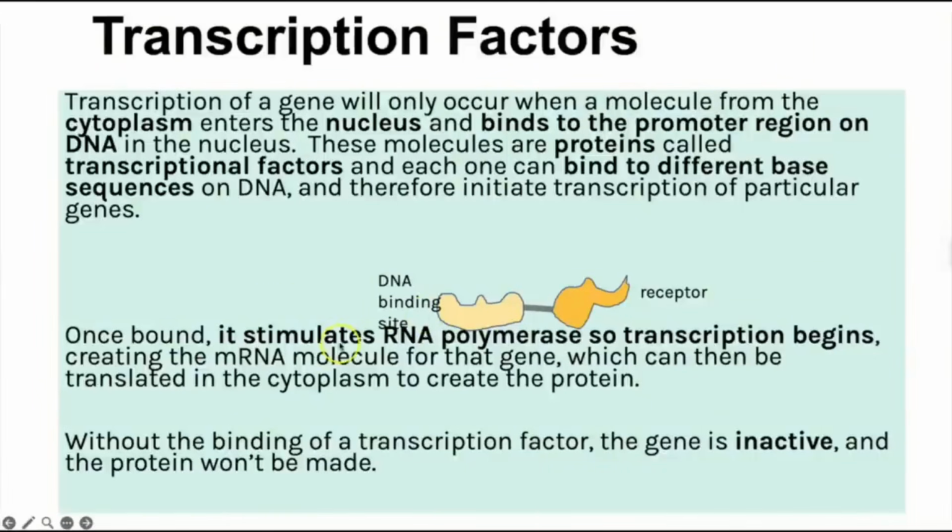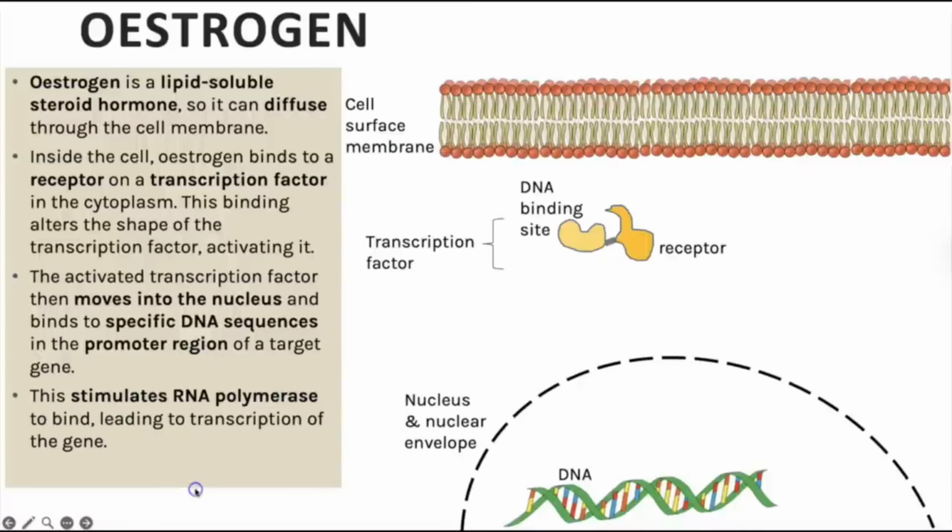So once it does bind, it can then stimulate RNA polymerase so that transcription begins. And that is how it initiates transcription. So we do then get an mRNA molecule that can then go on to be used in translation. Without the binding of that transcription factor, the gene is technically inactive because transcription is not happening, and therefore that protein isn't being made.